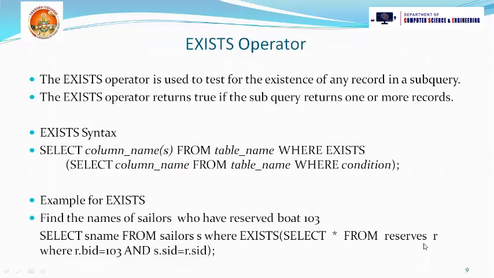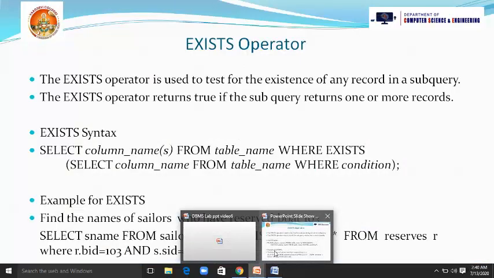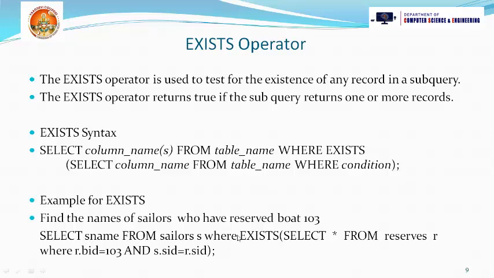Next operator is called the exists operator. This exists operator will return true. Here this is the subquery; a query enclosed in parentheses is called a subquery. This exists operator tests whether the subquery returns any record or not. If this subquery returns one or more records, then the exists operator will return true. Otherwise it will return false. So here is one example.